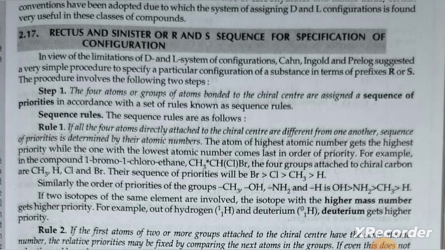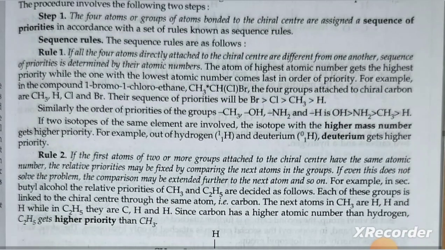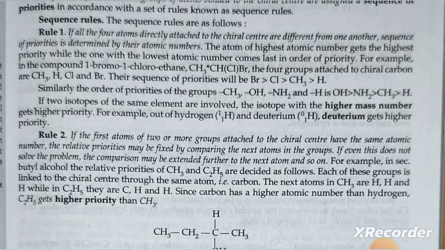The sequence rules are as follows. Rule first. If all the four atoms directly attached to the chiral center are different from one another, the sequence of priority is determined by their atomic number. The atom of highest atomic number gets the highest priority, while the one with the lowest atomic number comes last in the order of priority.